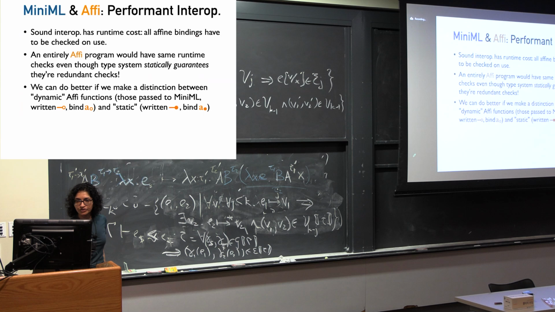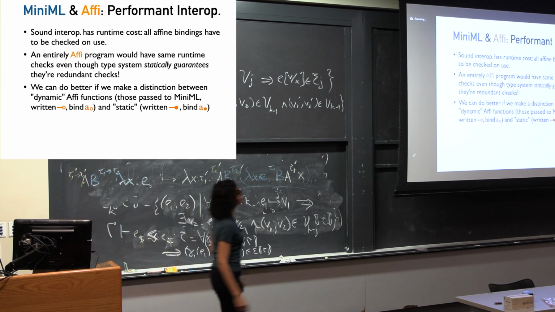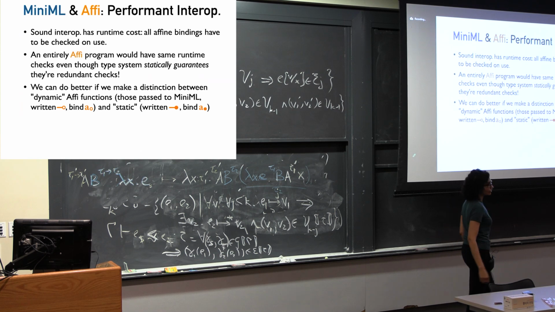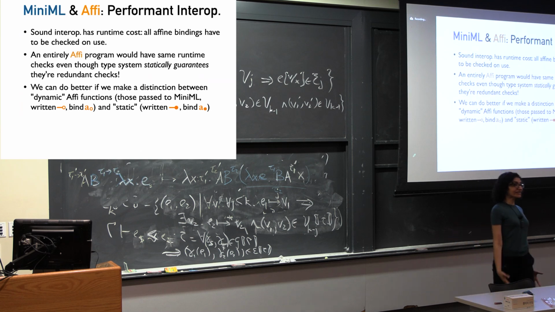This thing that I've shown you, the sound interop, has a runtime cost. You'll notice that all the affine bindings have to be checked on use, even if I never pass them to ML. In AFI, I know that AFI code will never, ever use them more than once because it type checks. So this is a naive strategy that I've shown you.